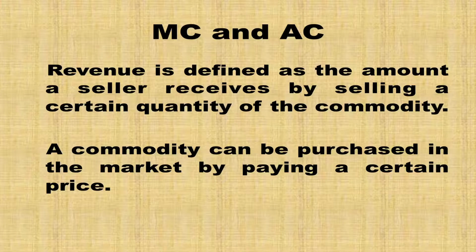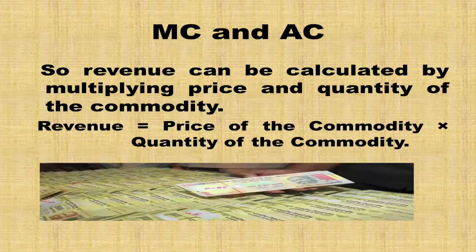We all know that a commodity can be purchased in the market by paying a certain price. So, revenue can be calculated by multiplying price per unit paid by quantity of the commodity, and hence we write revenue equals price of the commodity into quantity of the commodity.